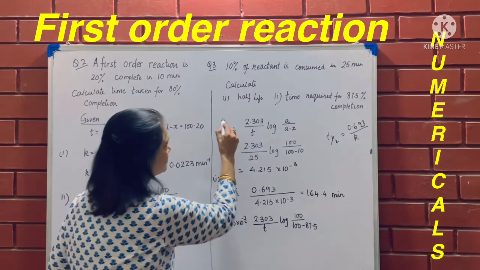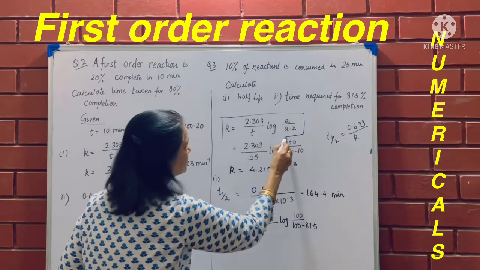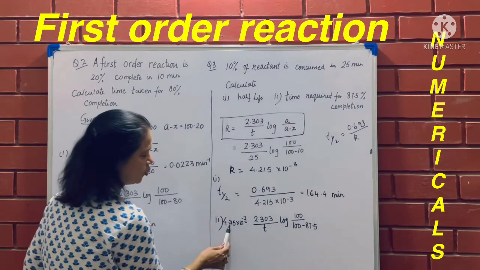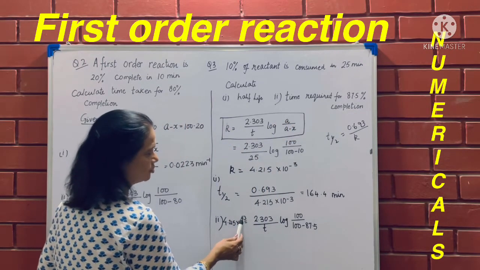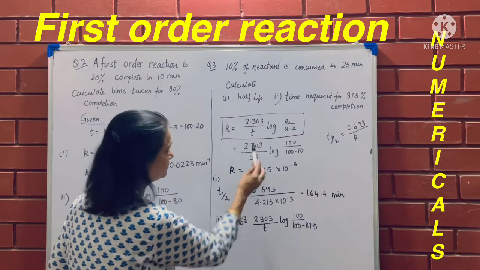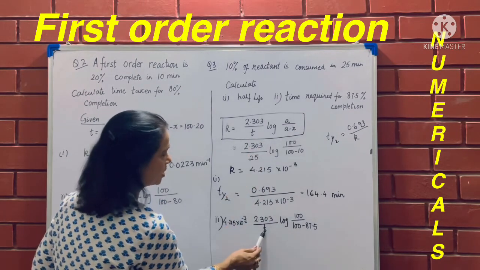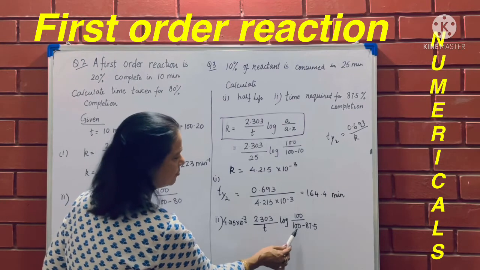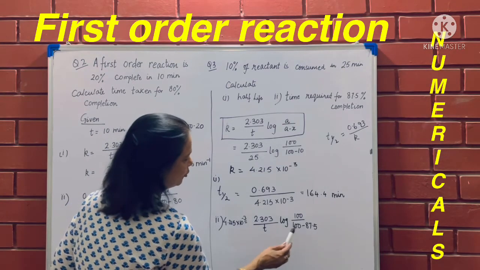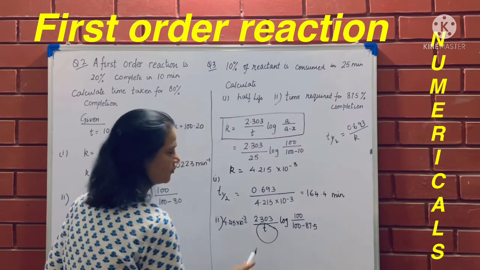I am substituting the values in this formula. So K is 4.215 into 10 to the power minus 3, 2.303 upon T, log 100 upon 100 minus 87.5. Find out the value for T.